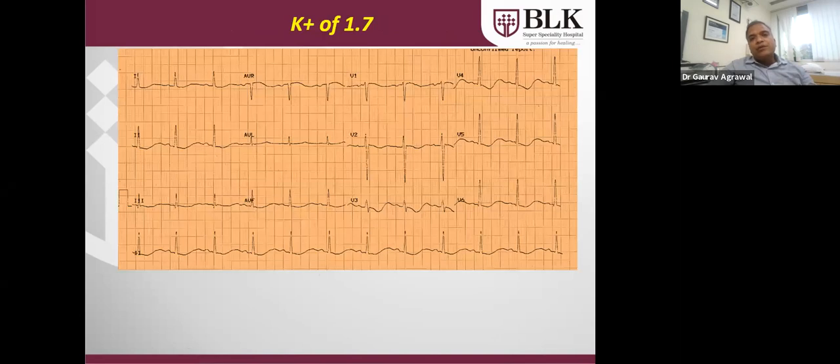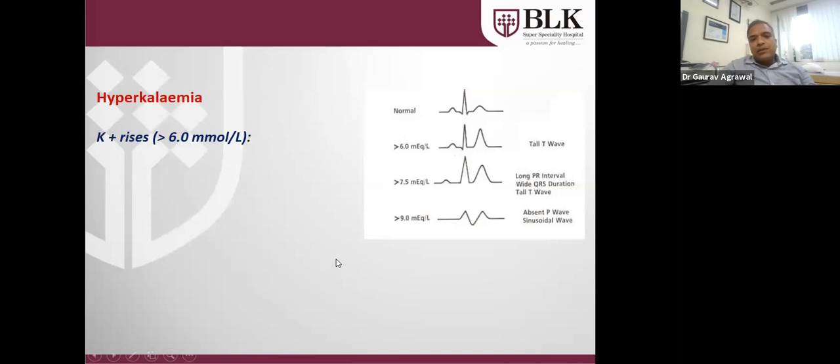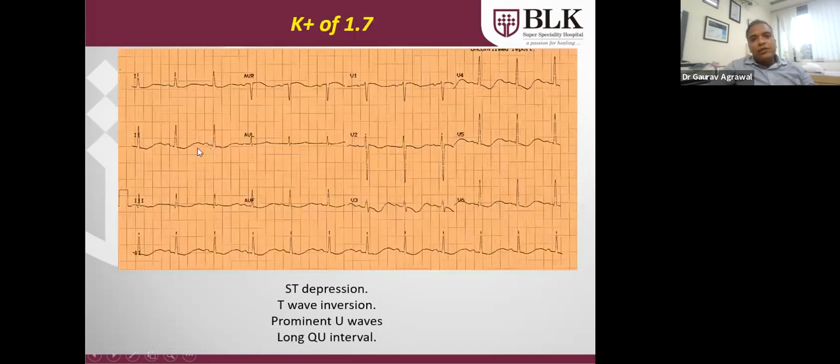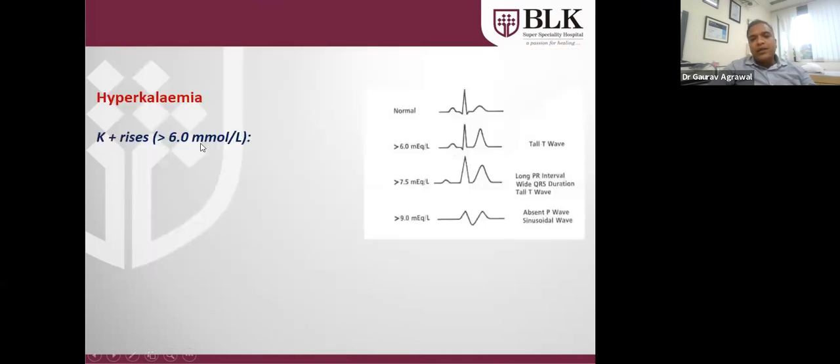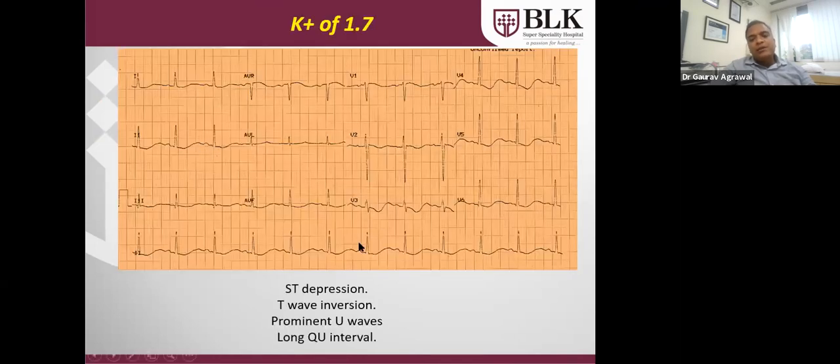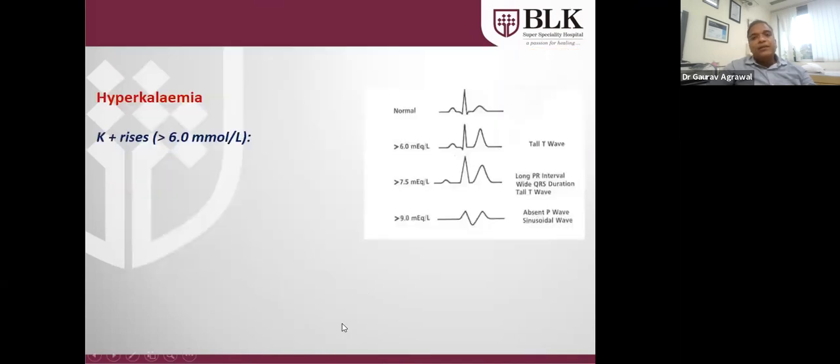This is a potassium of 1.7. As we can see, the ST segment is depressed and the T wave is inverted. And the prominent U wave is also there. You can see here the deflection in the form of a prominent U wave. As the potassium goes down, the U wave will appear.